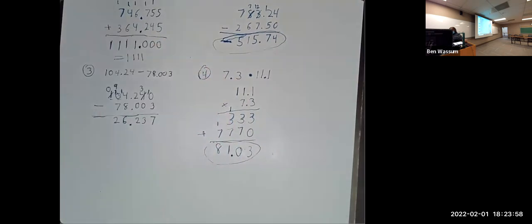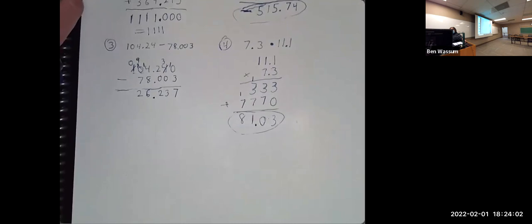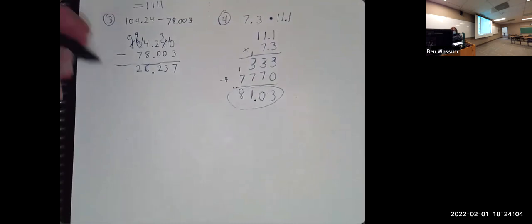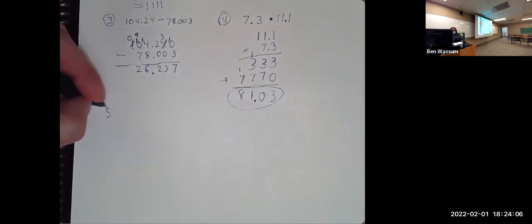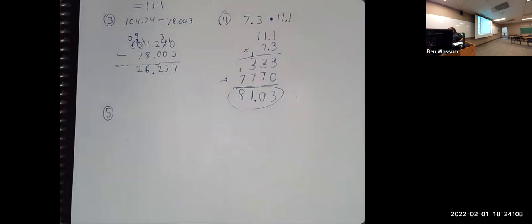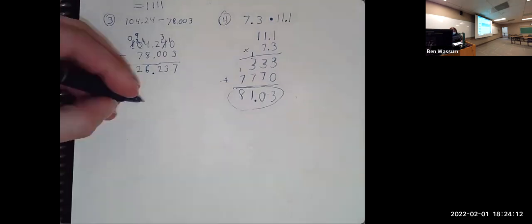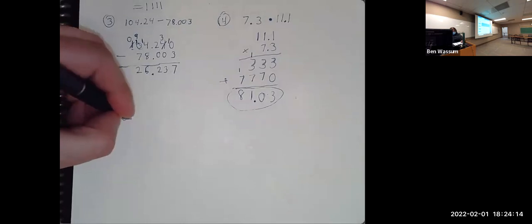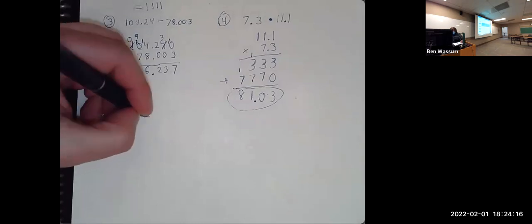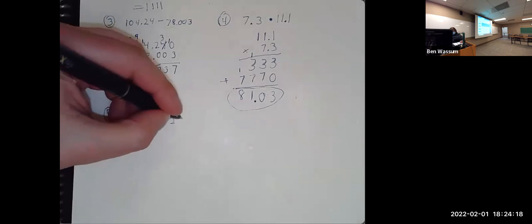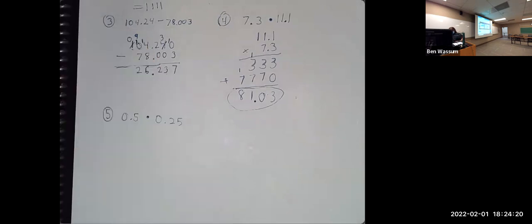Not too bad. Then we have one more example of the multiplication. 0.5 times 0.25. Yeah, this one came out of my head.